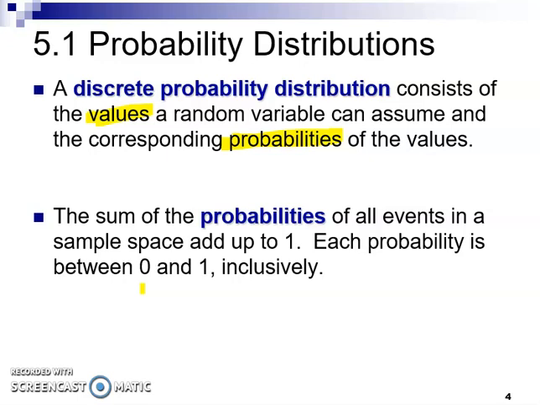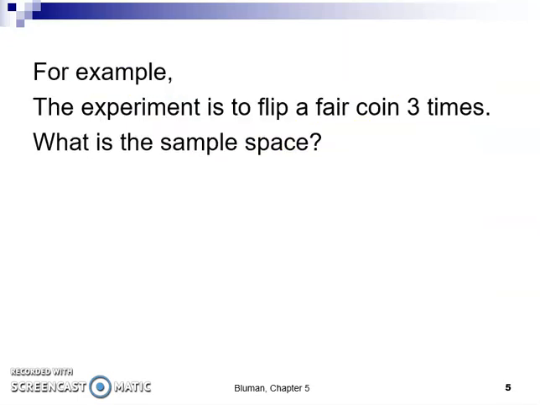Okay, so we're pulling together what we know about discrete distributions with a random variable and probability that we had in chapter 4. So let's look at a problem. For our first example, the experiment is to flip a fair coin 3 times. What is the sample space?